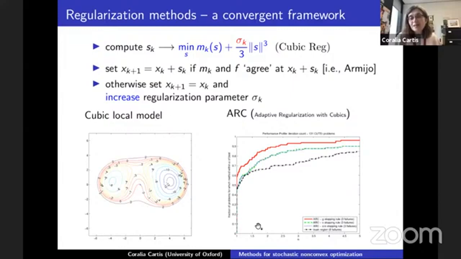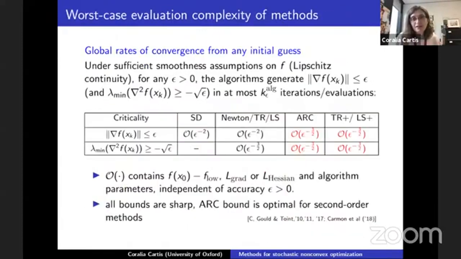Regularization, we found it to be more efficient than trust region very often, but I would say that is kind of implementation dependent. It's definitely competitive with trust region. And I would say that it's more beneficial, especially when you have additional constraints, because the subproblem for the step is unconstrained. I can talk more about this. So there are some issues with trust region when you add additional constraints, but these are overcome by regularization.